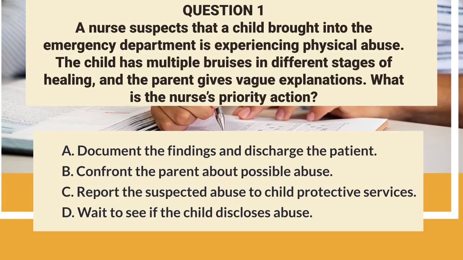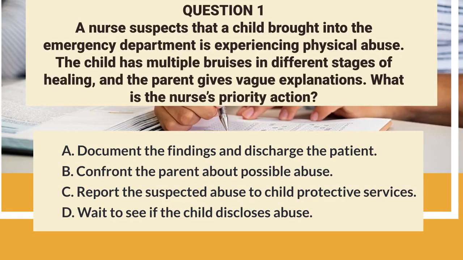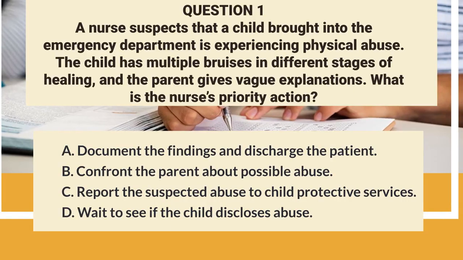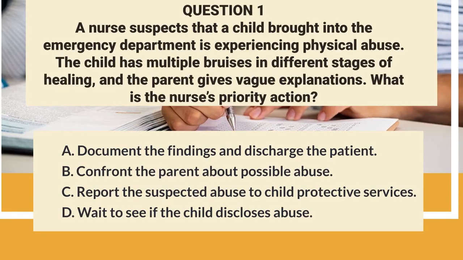A. Document the findings and discharge the patient. B. Confront the parent about possible abuse. C. Report the suspected abuse to Child Protective Services. D. Wait to see if the child discloses abuse.